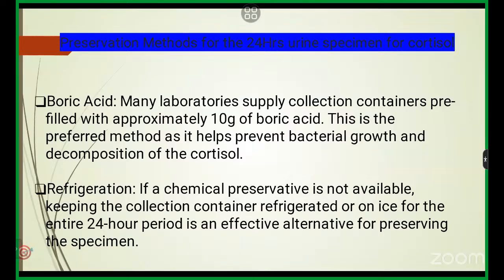Usually 10 grams is weighed and put into the container and given to the patient. So with that, there's no need of you seeking assurance of cold chain. But if you are assured of cold chain, that instructions are followed correctly, give proper instructions and give the container without preservatives.